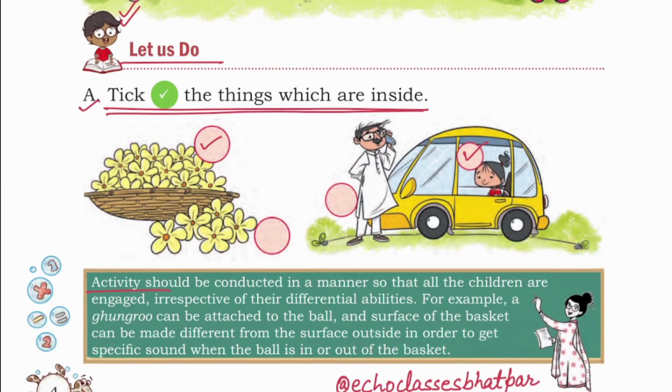Note to the teacher, activity should be conducted in a manner so that all the children are engaged, irrespective of their differential abilities. For example, a ghungru can be attached to the ball and the surface of the basket can be made different from the surface outside in order to get the specific sound when the ball is in or out of the basket.